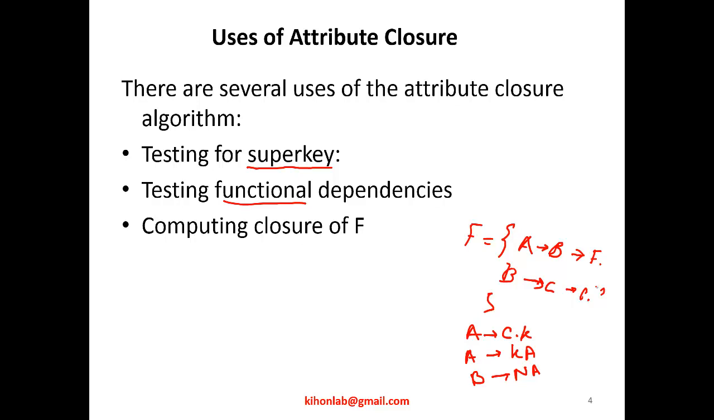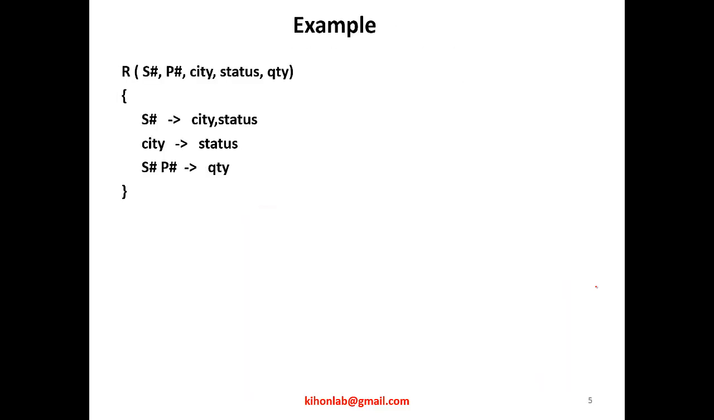To get to know all the types of functional dependencies present in normalization, you can refer to my types of functional dependencies video. And then computing closure of F. So these are the usages of attribute closure. Now here we can see the example. This example we have already referred to in one of the videos.